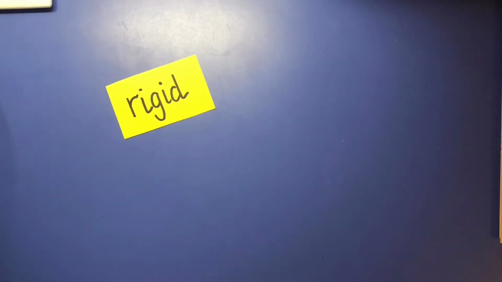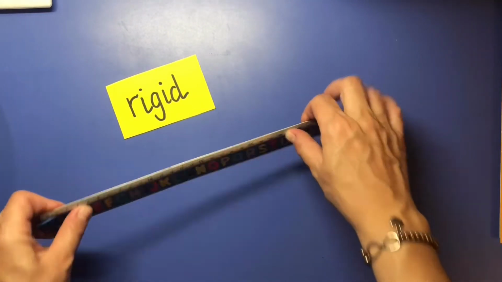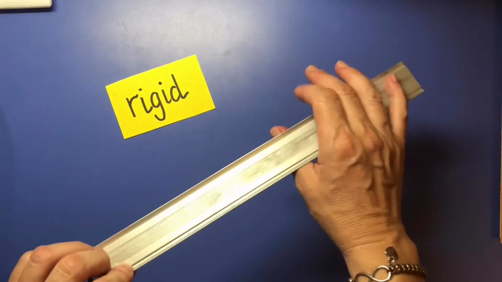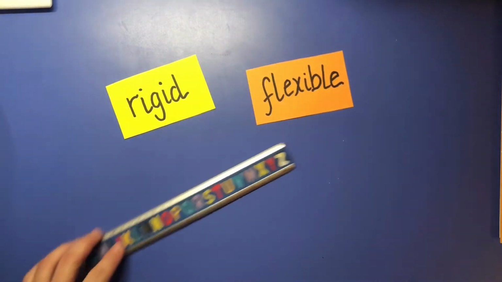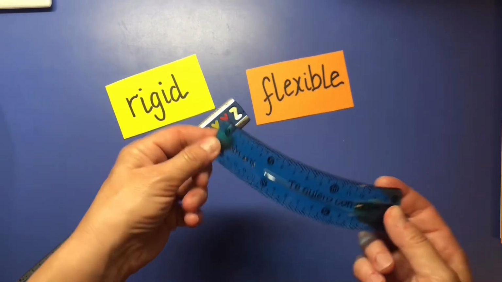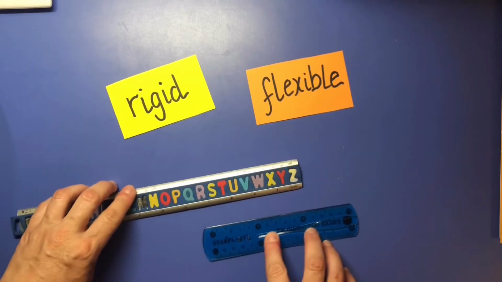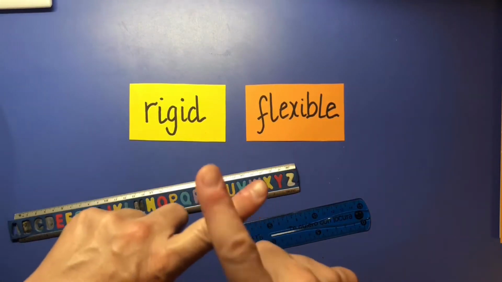Now let's look at rigid. Rigid, this ruler is rigid. You cannot bend it because it's rigid. However, flexible, this ruler is flexible. Rigid and flexible are opposite words.